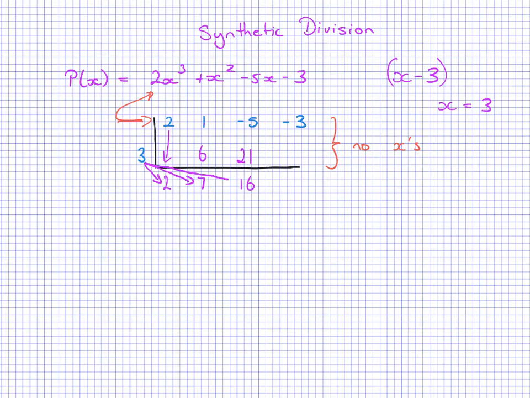Then we multiply across here. 3 times 16 is 48. Add down, and that becomes 45. Now, these are the coefficients.